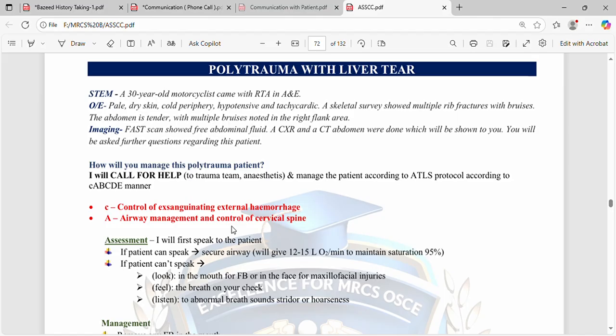The abdomen is distended with multiple bruises noted in the right flank area. FAST scan showed free abdominal fluid. Chest X-ray and CT were done, which will be shown to you. You will be asked further questions regarding this patient. So basically, this is a trauma case as we receive in our hospitals, and this patient is presenting with shock, most probably hemorrhagic shock or hypovolemic shock.